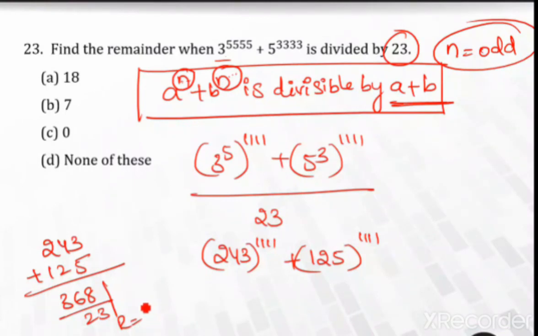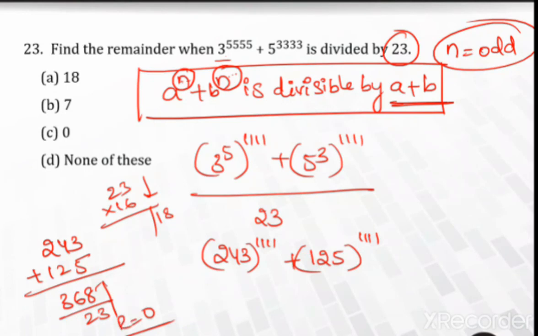Now 368 is divisible by 23. Here the unit digit is 3, that is the reason I am saying 23 into 6. What is 23 into 6? 138. What about 23 into 16? 368. 368 means leaving the remainder as 0. Correct, means no remainder is there.